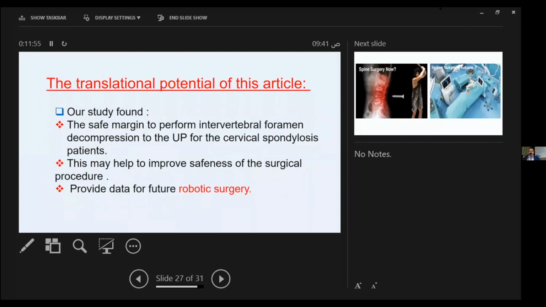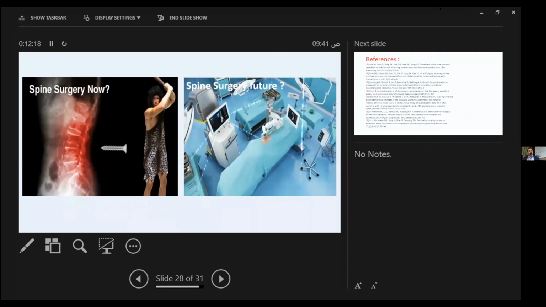The translation potential of this article: our study gives the safe margin to perform intervertebral decompression of the uncinate process in cervical spondylosis patients. This may help to improve the safety of surgical procedures. And importantly, it provides data for future robotic surgery. Here I give you photos of spine surgery now and spine surgery in the future. I hope my data or this study helps the future of robotic surgery.